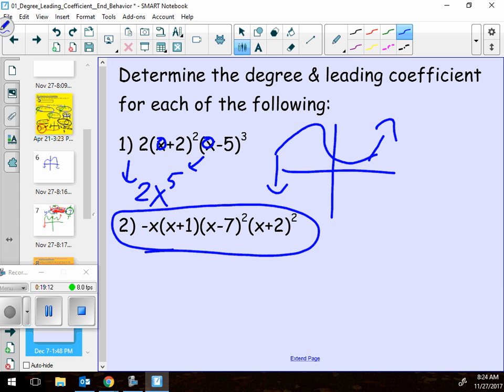Now that you did the last one, this should go quicker. What's the lead coefficient on that one? The lead term, and then the number on the lead term is the lead coefficient.